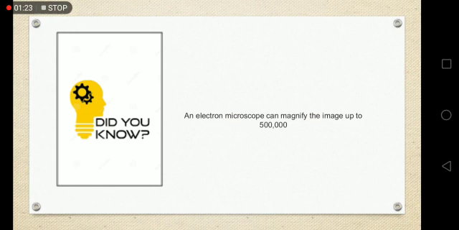Students, do you know? Nowadays, scientists use electron microscopes to see very small objects inside the cell. An electron microscope can magnify the image up to 500,000 times. Yes, it is true. It shows clear images on a television screen as well. This microscope uses a beam of electrons instead of light.